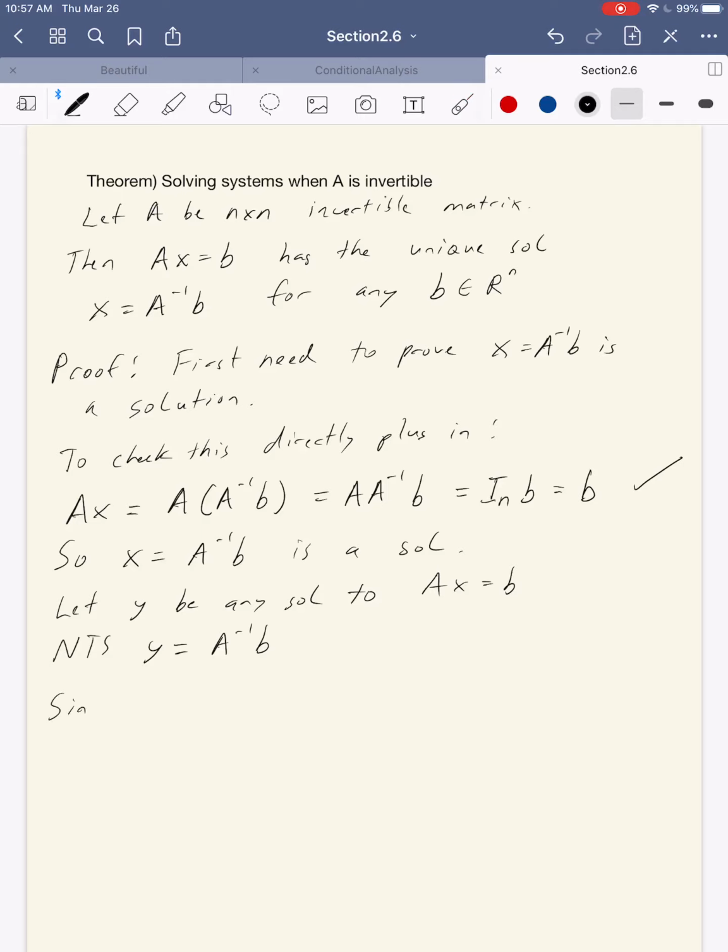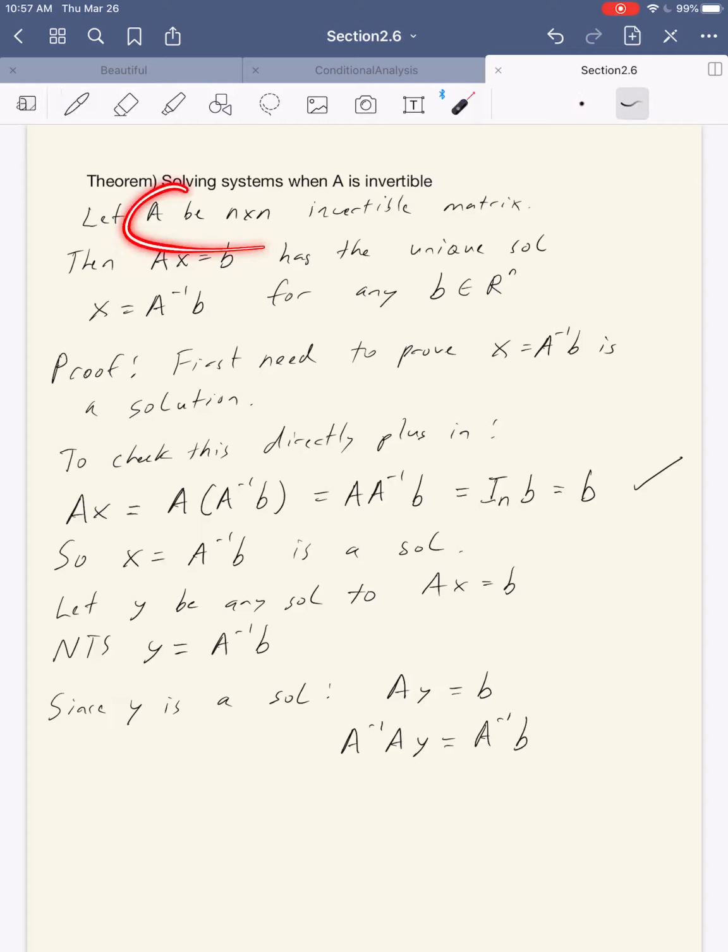Since Y is a solution, that means AY equals B. That's what it means to be a solution to this system of equations. But all we need to do now is apply the inverse. So let's do that. A inverse AY is A inverse B. We know we can do that because, again, by assumption, A is invertible. Then this would become INY is A inverse B.